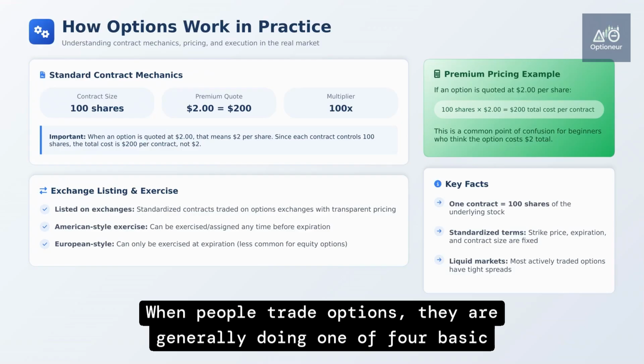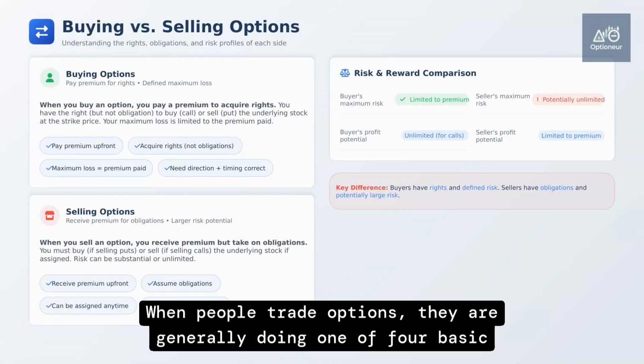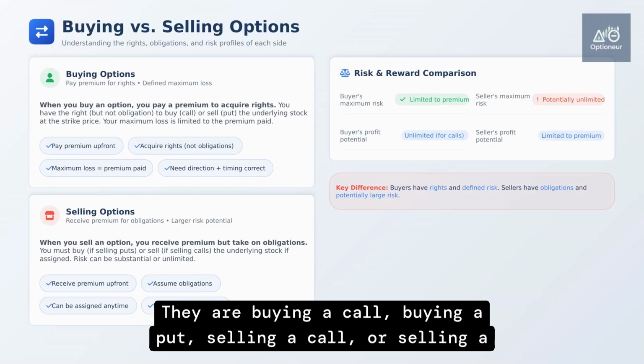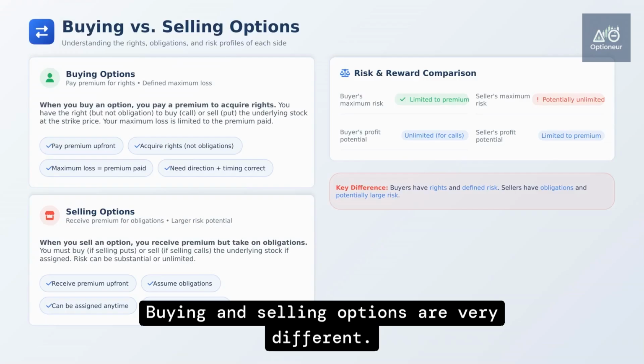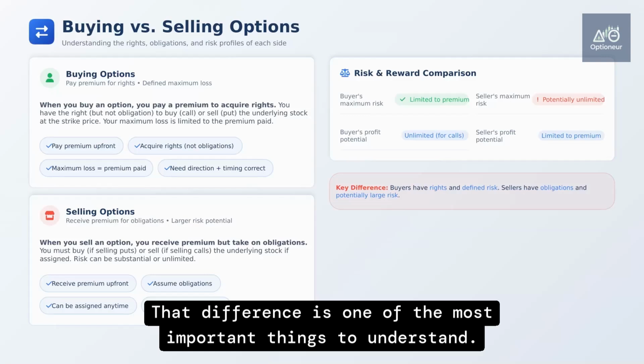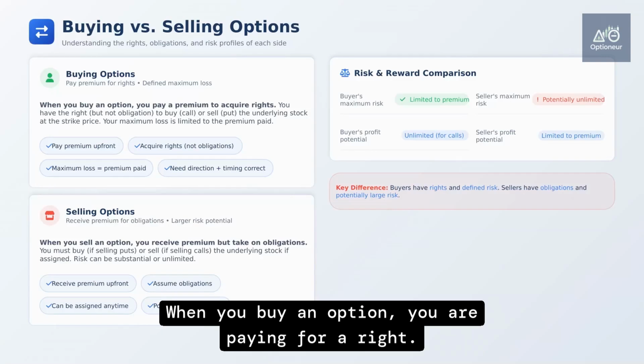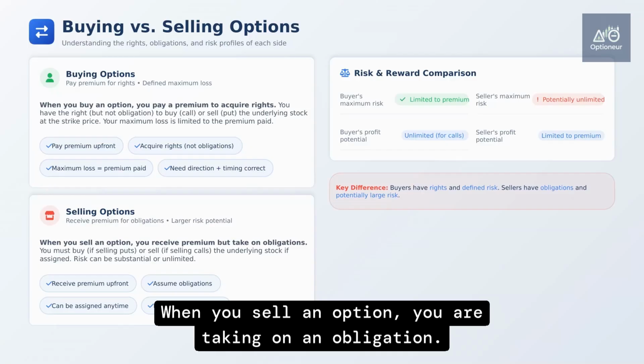When people trade options, they are generally doing one of four basic things. They are buying a call, buying a put, selling a call, or selling a put. Buying and selling options are very different. That difference is one of the most important things to understand. When you buy an option, you are paying for a right. When you sell an option, you are taking on an obligation.